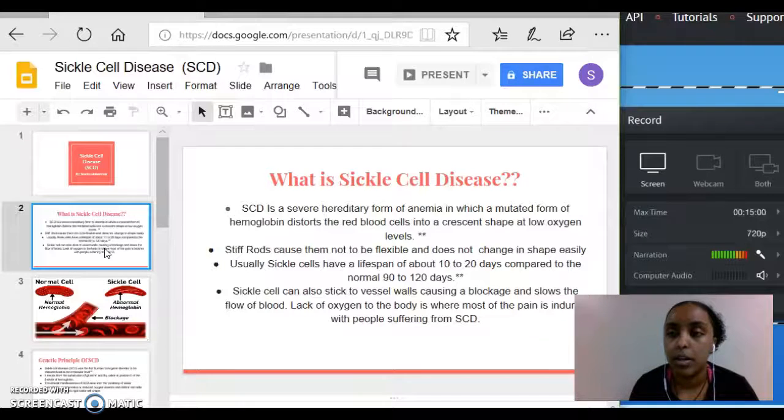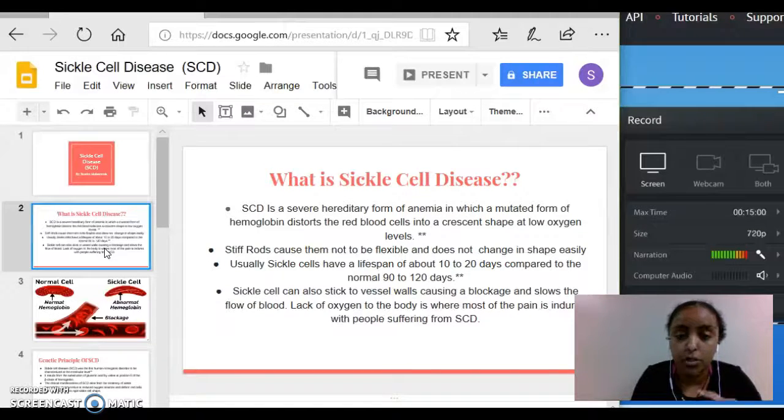Hemoglobin is the red protein responsible for transporting oxygen in the blood of vertebrates, and its molecule contains about 4 subunits, and they have stiff rods. The stiff rods cause them not to be flexible, and they don't change shape easily. Usually, sickle cells have a lifespan of about 10 to 20 days, compared to the normal 90 to 120 days.